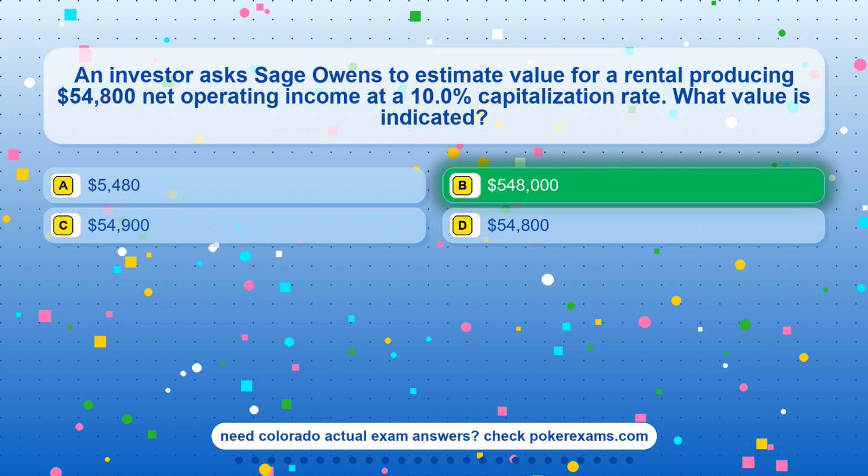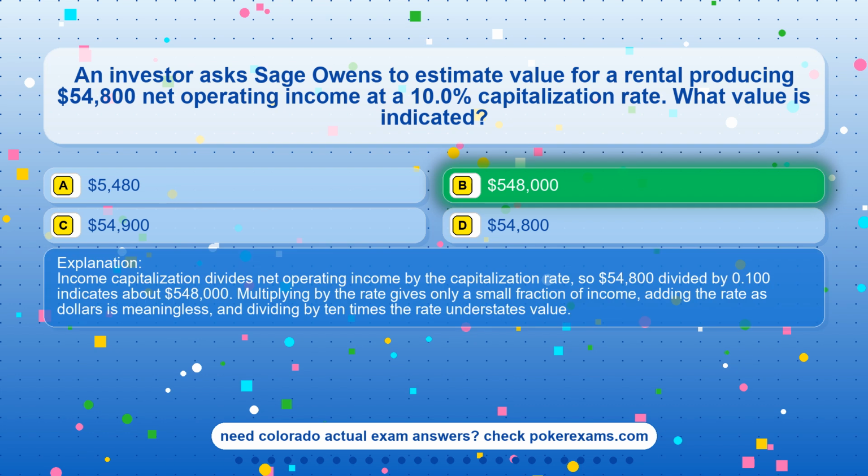The correct answer is option B, $548,000. Income capitalization divides net operating income by the capitalization rate, so $54,800 divided by 0.100 indicates about $548,000. Multiplying by the rate gives only a small fraction of income, adding the rate as dollars is meaningless, and dividing by 10 times the rate understates value.